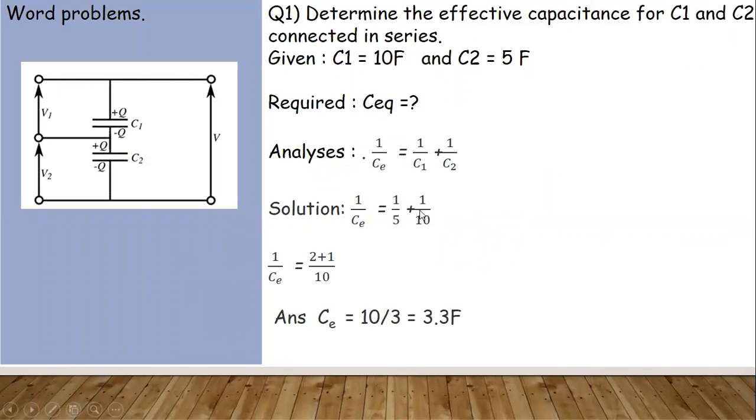That is 1 upon 5 plus 1 upon 10. 10 is the LCM, 2 plus 1. So that will be 3 by 10. Cross multiply them. So CE is equal to 10 by 3, that is 3.3 microfarad. So when the capacitors are connected in series, you can see that their capacitance value decreases.